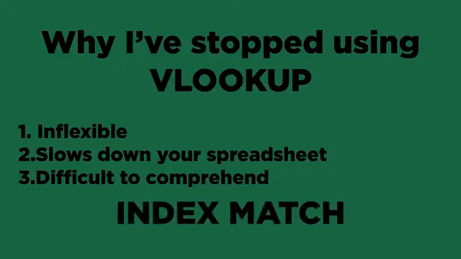Instead, what you should be using is two functions that work together, called index match. What I'm going to do next is walk you through a very simple example of how you use these two functions to duplicate what vlookup does, but without all these other problems. I really believe you're going to completely take vlookup out of your suite of tools and change your mind over to index match. So let's get over to the example.